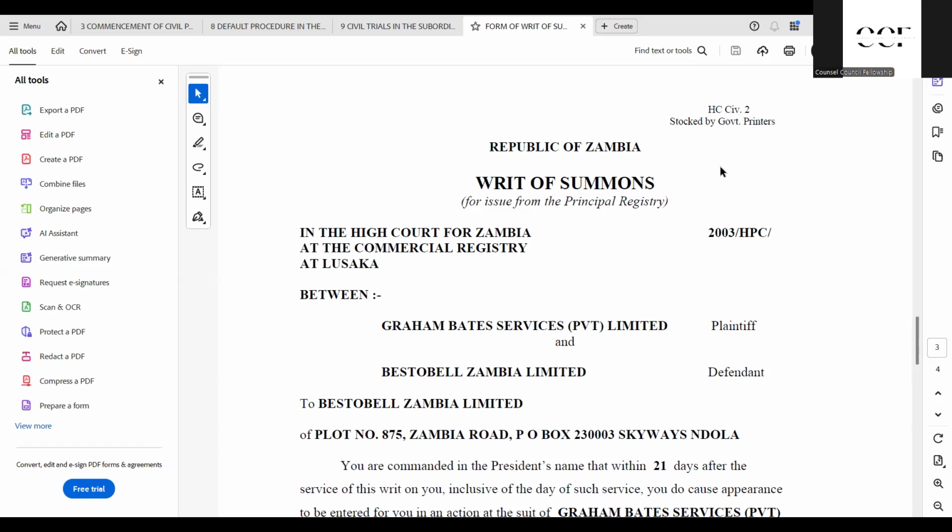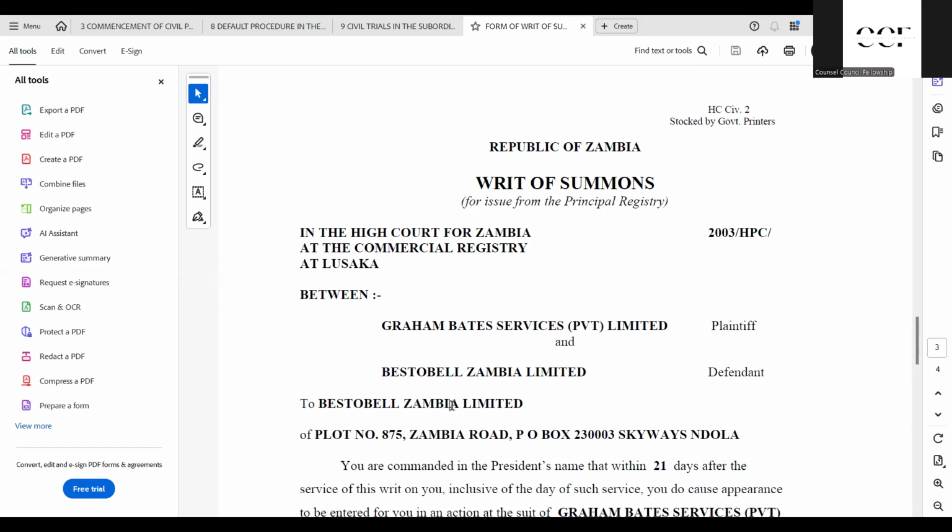Secondly, you have the parties clause. That shows who is involved in this matter. If you're the one receiving this particular document, you are going to note that it is going to bear the name of the plaintiff who is suing you and your name as the defendant. And after that, this is the first endorsement that must be made on a writ of summons. To whom is this addressed? So the defendant's name, the defendant's plot number or house number, then the defendant's post office box.